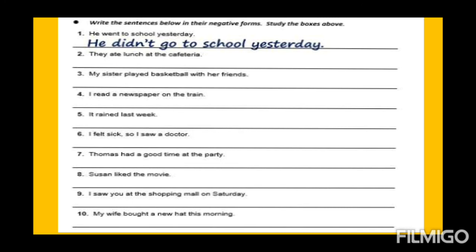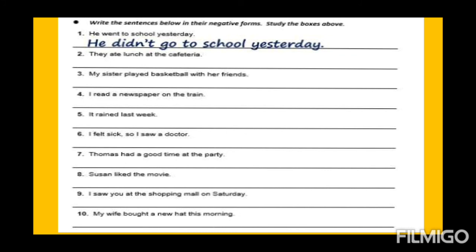Write the sentences below in their negative forms. He went to school yesterday. How do you form negative? Who is the helper in negative? Didn't, right? So he didn't go. Can you say went? Of course not, because you have didn't.